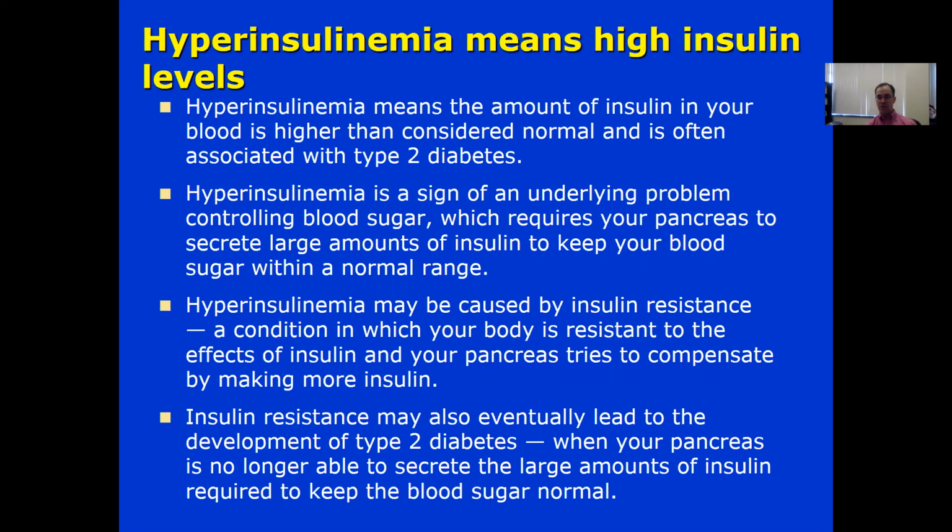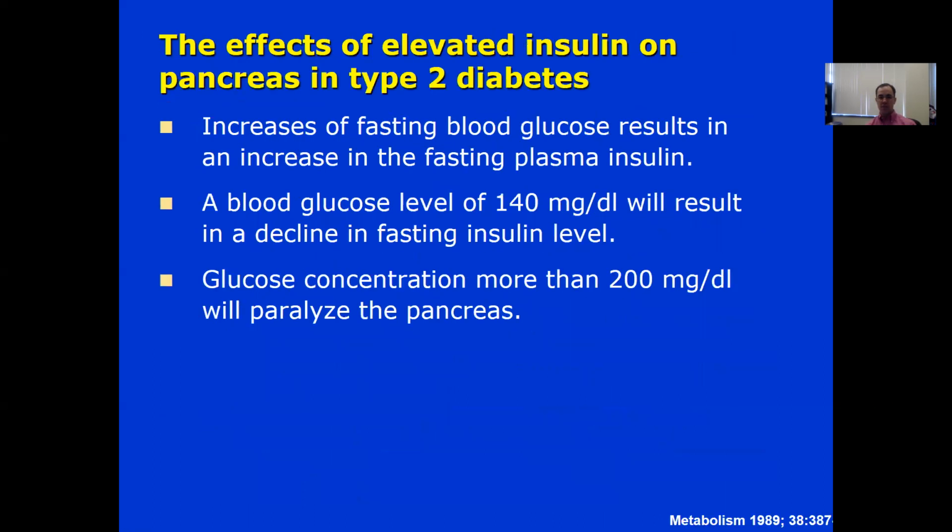So usually, as we talked about, it takes about 10 years for someone to develop type 2 diabetes. In the early phase of type 2 diabetes, or as you move closer to being type 2 diabetic, hyperinsulinemia is usually one of the things that occurs early on in order to keep your blood sugar in normal levels. So your pancreas has to work really, really hard to keep your blood sugar within normal levels. However, the effects of elevated insulin on type 2 diabetes can be negative long term.